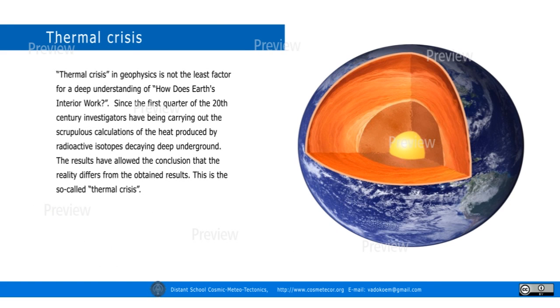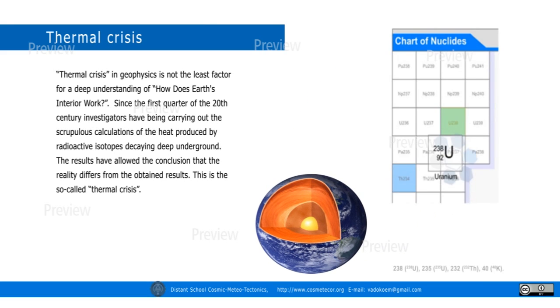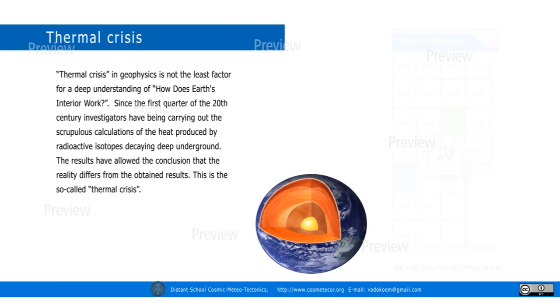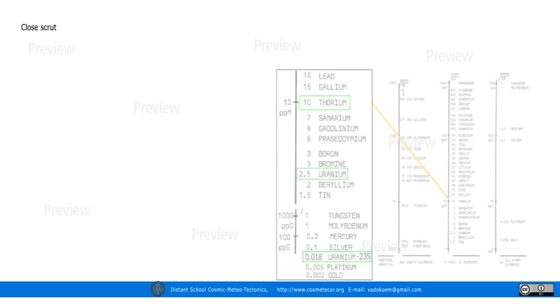The thermal crisis in geophysics is not the least factor for a deep understanding of how Earth's interior works. Since the first quarter of the 20th century, investigators have been carrying out scrupulous calculations of the heat produced by radioactive isotopes decaying deep underground. The results have allowed the conclusion that reality differs from the obtained results. This is the so-called thermal crisis.